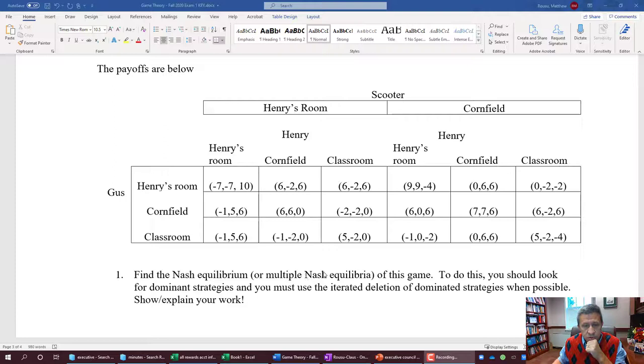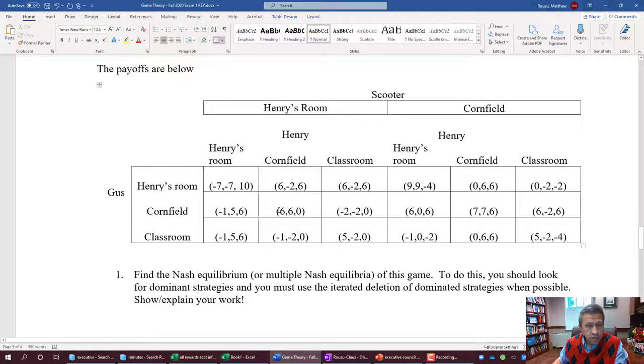So are there dominated strategies? Well, let's start looking for Gus here. Gus is the first payout. -7 is less than -1, so maybe Henry's room is dominated. 6 is equal to 6, but 6 is better than -2, if we're comparing these two. Therefore, Henry's room is not dominated by the cornfield, and vice versa, because -1 is better than -7. So, Henry's room versus the classroom: -7 is less than -1, but 6 is better than -1.